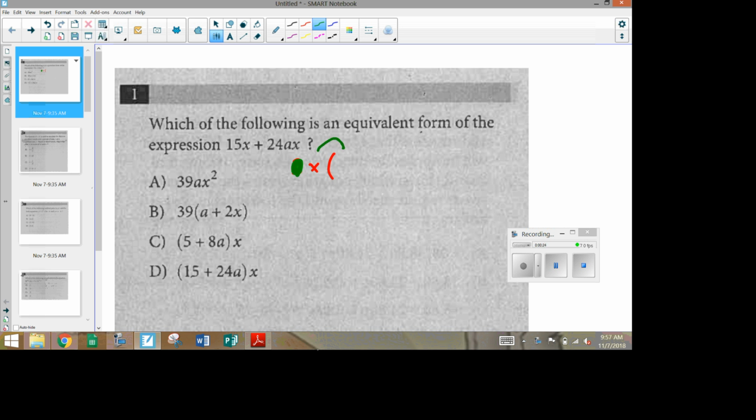So x times what makes 15x, plus x times what gives me 24ax, right? Any question?